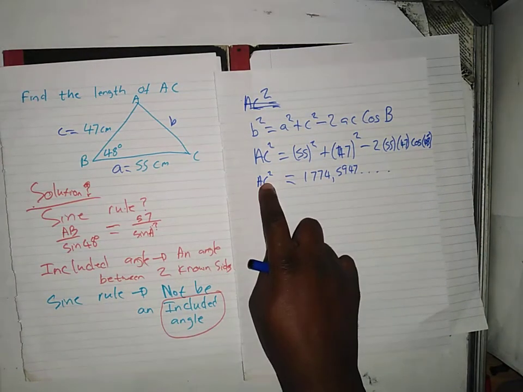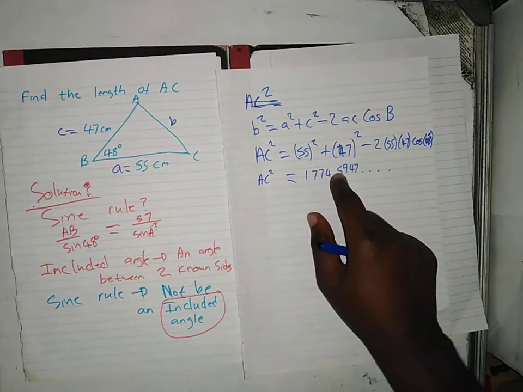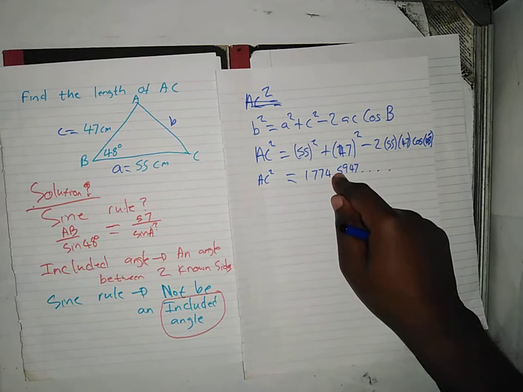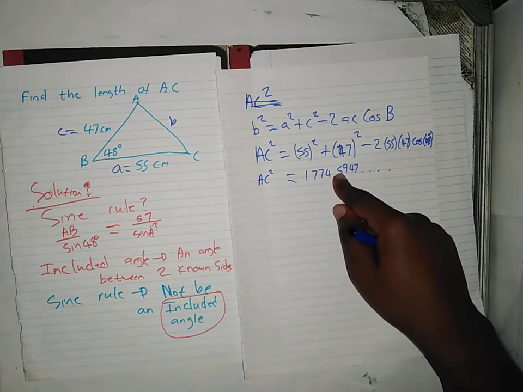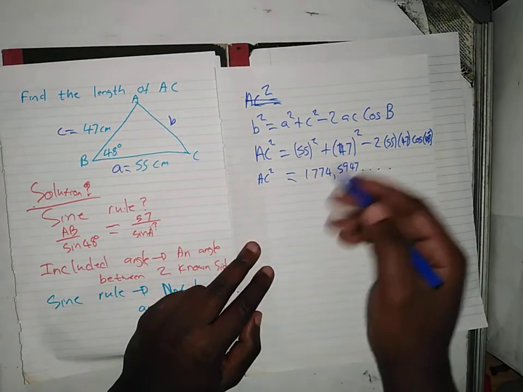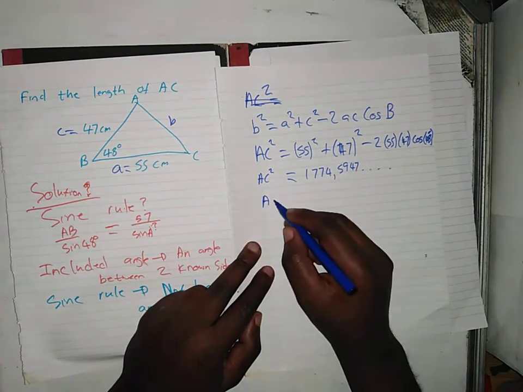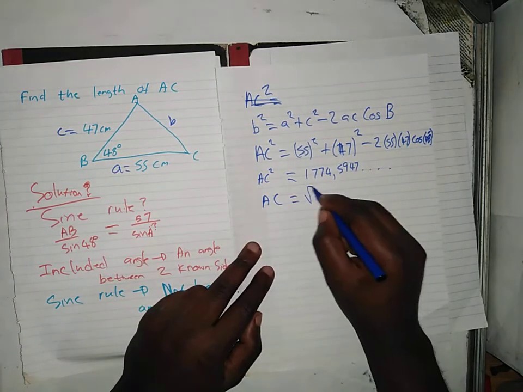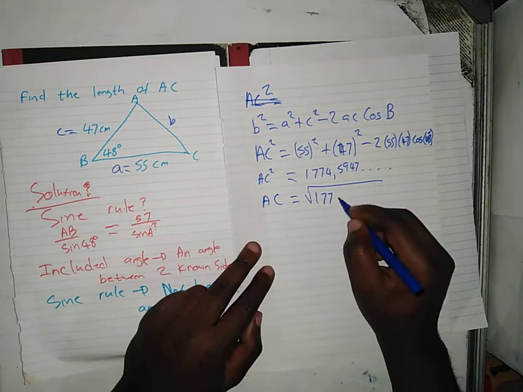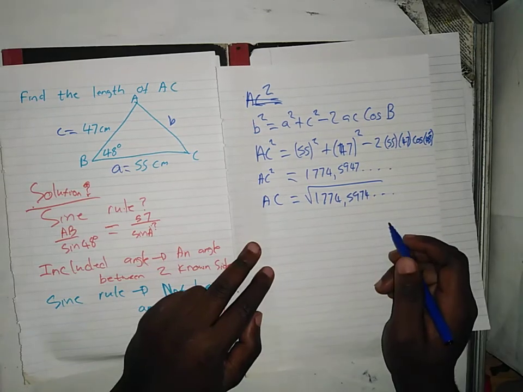But remember, we're not looking for AC squared. We are looking for AC. When you've got this number, please don't round it off. You must always round off at the end, because you will lose precision. Just leave it on the calculator and put the square root. When you want to get rid of the square, you put the square root on both sides, so you end up with AC equal to the square root of 1774.5974 and the number that continues.